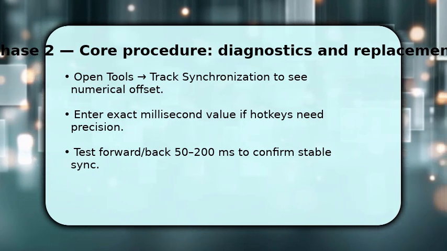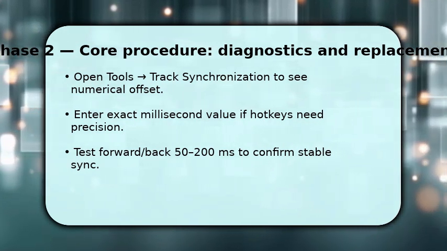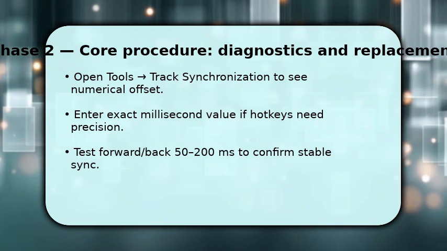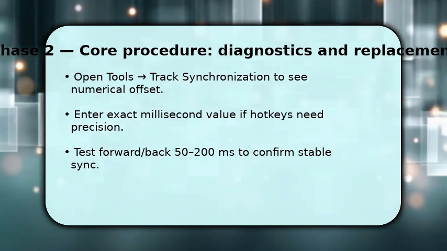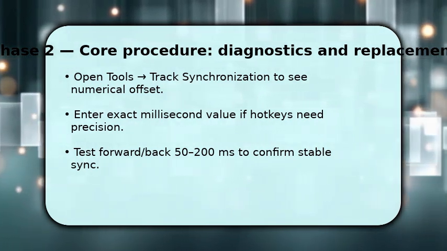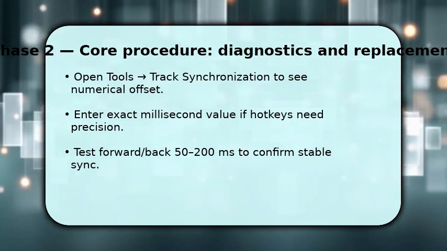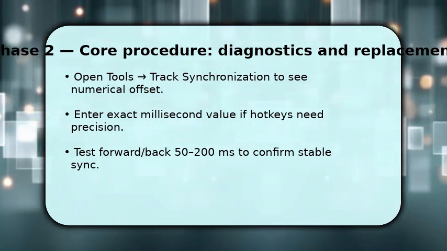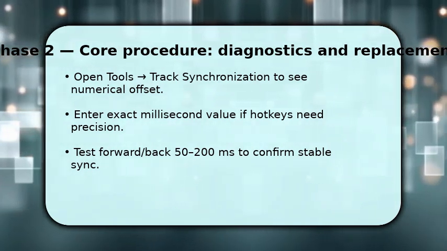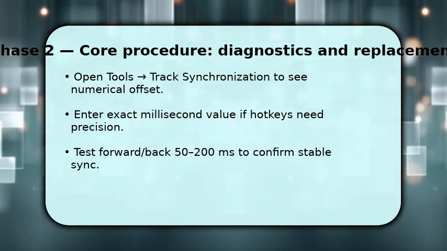Make small changes, for example test forward or back by 50 to 200 ms, because many problems are within that range. This method works because VLC applies a fixed audio delay to the playback pipeline, aligning audio timing to the decoded video frames without altering the file itself.